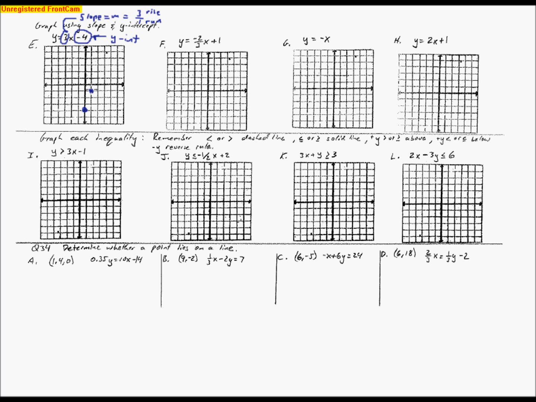Make sure you go spaces. So 1, 2, 3 spaces over 1. Do that again, 1, 2, 3 over 1. And then from there we've got lots of points. We can draw a line through. So just some practice on that.